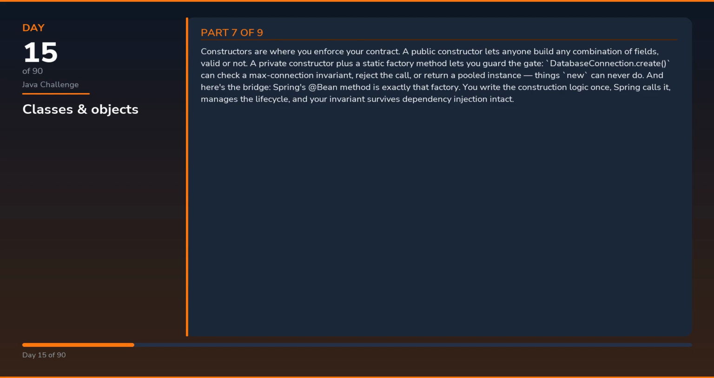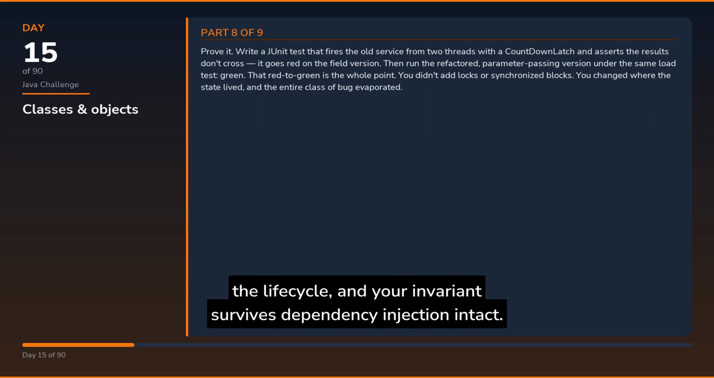Constructors are where you enforce your contract. A public constructor lets anyone build any combination of fields, valid or not. A private constructor plus a static factory method lets you guard the gate. DatabaseConnection.create can check a max connection invariant, reject the call, or return a pooled instance, things new can never do. And here's the bridge: Spring's @Bean method is exactly that factory. You write the construction logic once, Spring calls it, manages the lifecycle, and your invariant survives dependency injection intact.